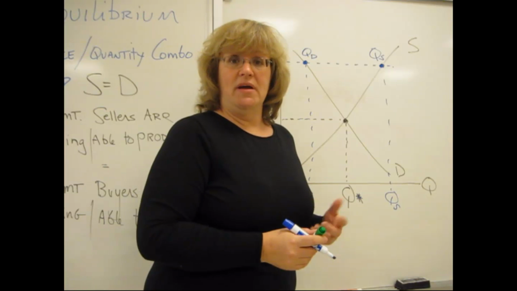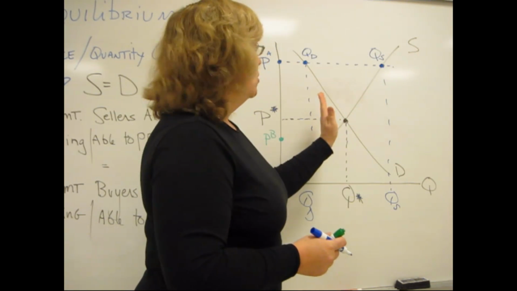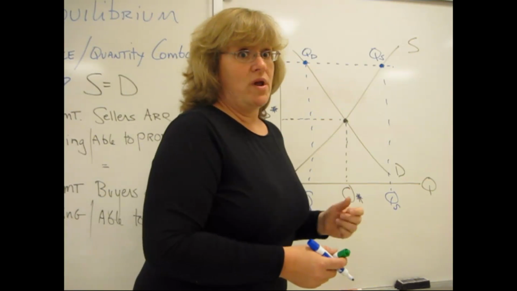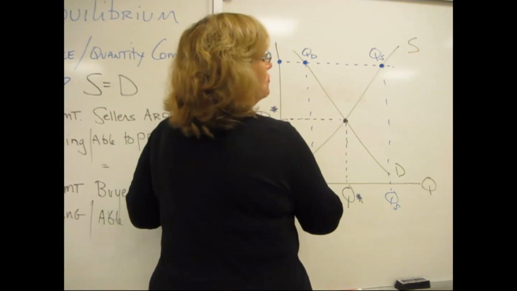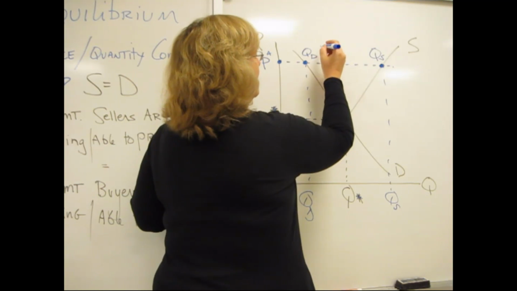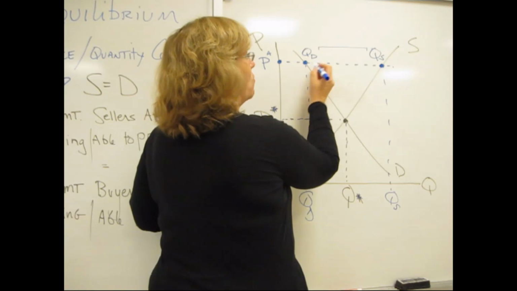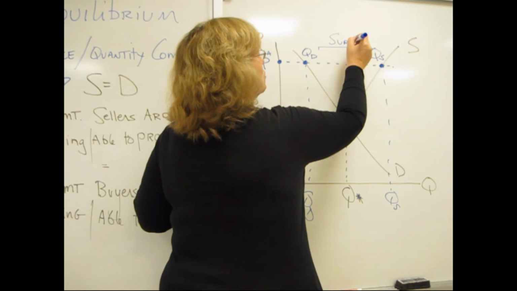The law of supply and demand are working here. When price rises, suppliers are willing to sell more. When price rises, demanders don't want to buy as much. That creates for us at this high price a situation where the amount supplied and the amount demanded are different. The quantity supplied is quite a bit bigger than the quantity demanded, and that's a surplus.